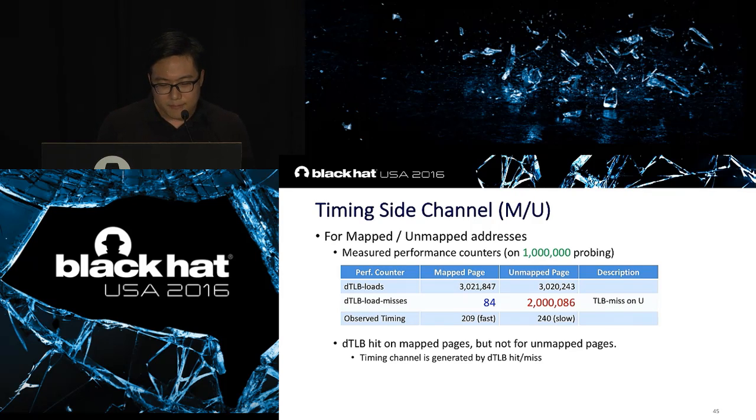But although it is somewhat of a black box, we ran an experiment that indirectly lets us know the internals of the processor. We probed both a mapped and an unmapped page 1 million times, and at the same time we measured the performance counter of data TLB hit and miss, and the result is shown on the screen. The interesting thing is that DTLB miss happens only 84 times for the mapped one, while the unmapped one has 2 million DTLB misses. So it looks like the DTLB is definitely the reason for the side channel.